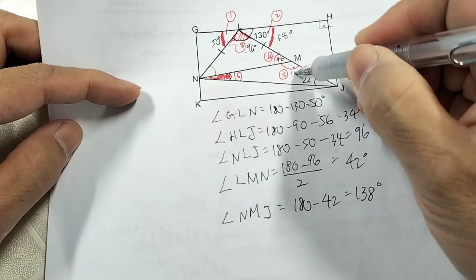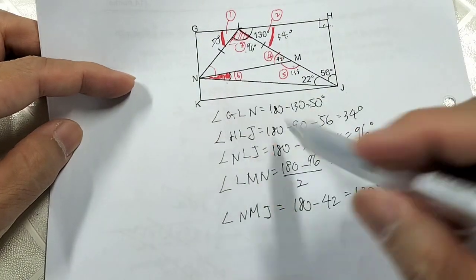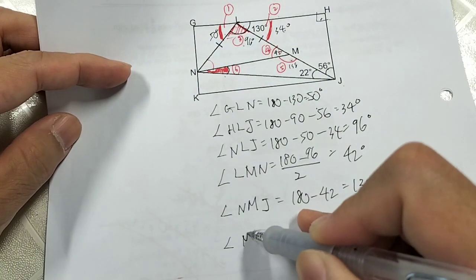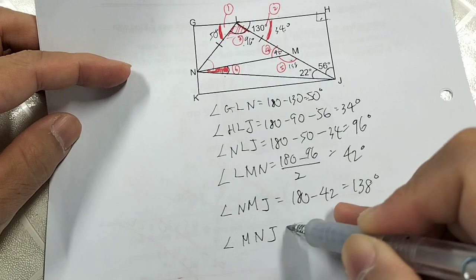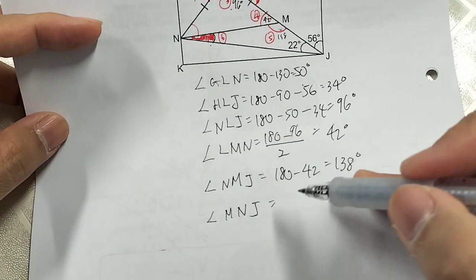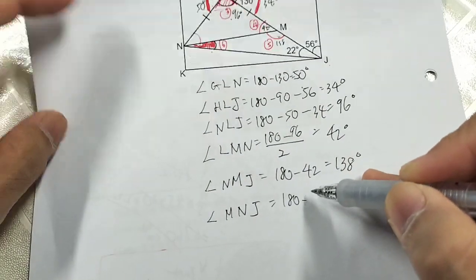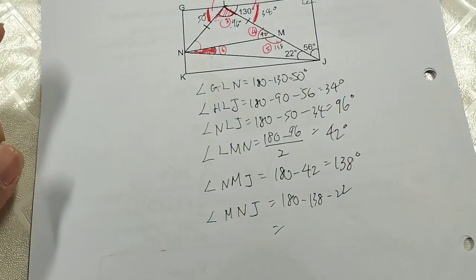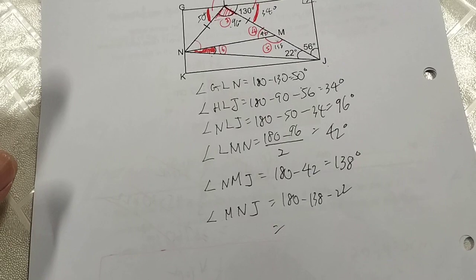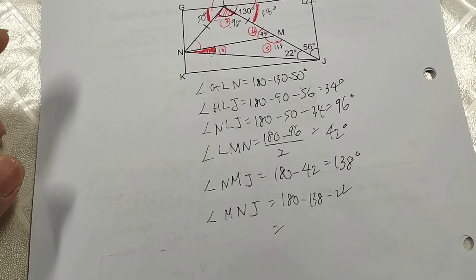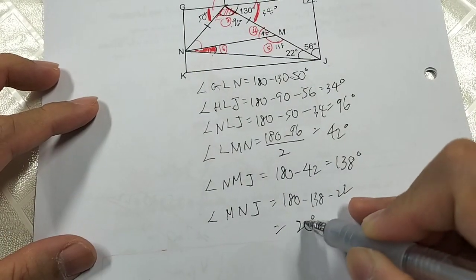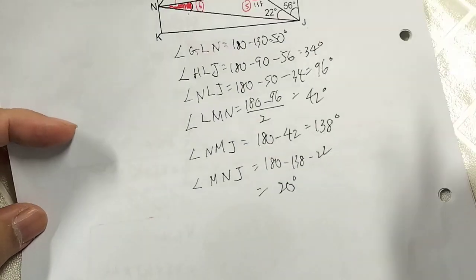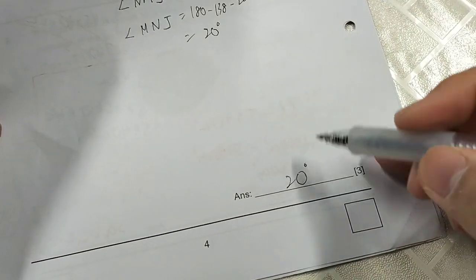We're almost there, hang in there. Now, last step, angle MNJ. They look similar, but they're not the same. 180 minus 138 minus 22, and we have 20 degrees. And that is the answer. 20 degrees. Don't forget the units.